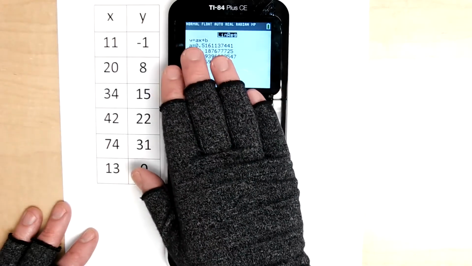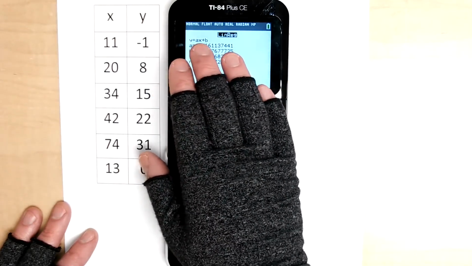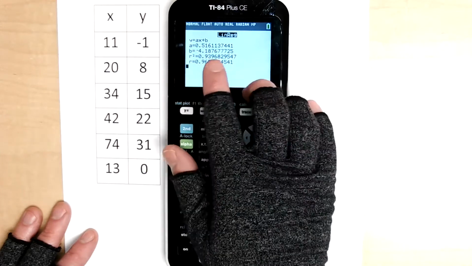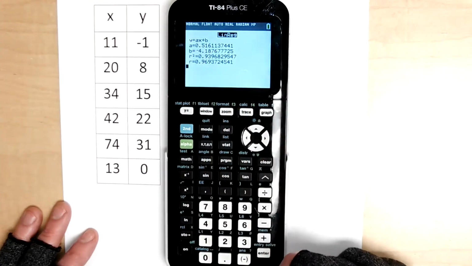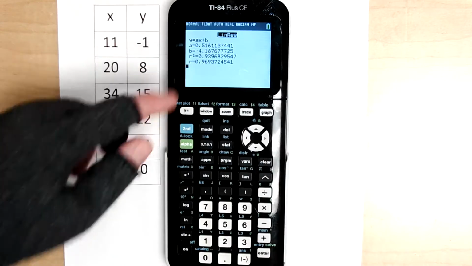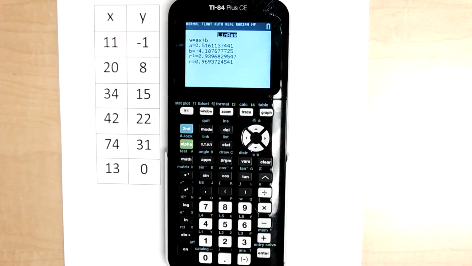Now look at what it's given you. It's given you y equals ax plus b. It's giving you the value for a, the value for b, and because we turned our diagnostic on at the very beginning, we get r and r squared. If you're not getting r and r squared, please go see that video on how to turn your diagnostic on.